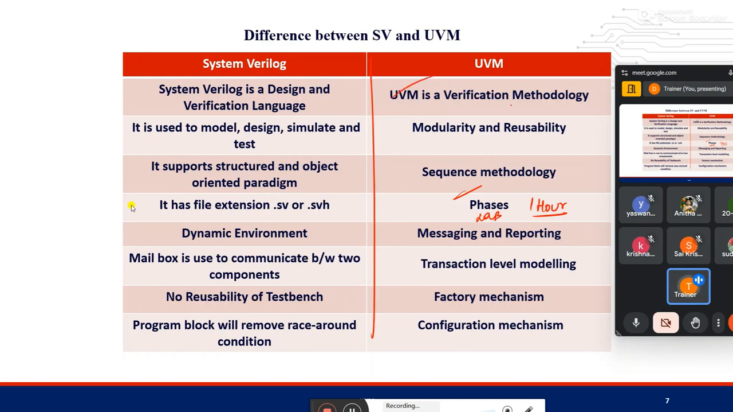UVM is a methodology, SV is a programming language. Reusability was also present in SV, but as compared to SV there is more reusability in UVM. In UVM we have the driver sequencer handshaking mechanism. That handshaking is a very important word, introduced in UVM, which was not present in SV. We also have the phases concept which maintains synchronization. In SV it is not there.